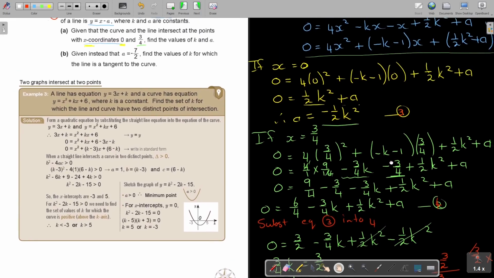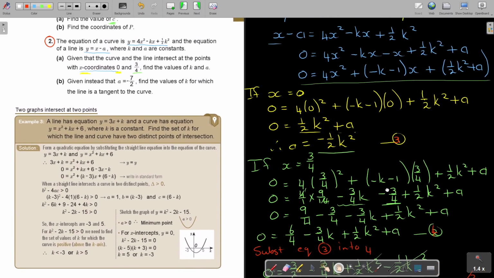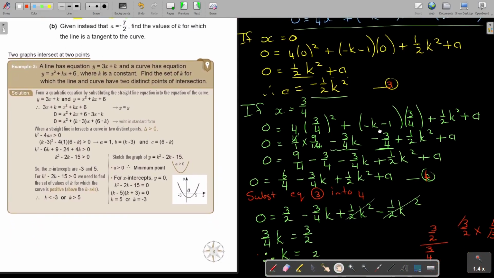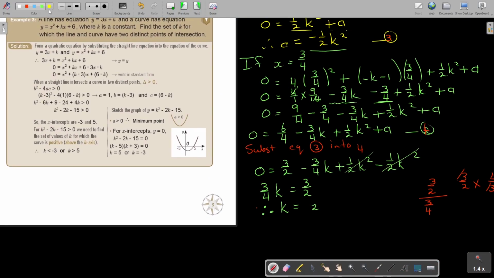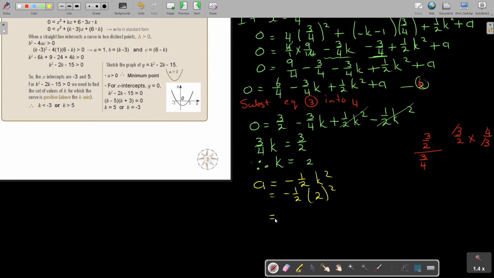Okay, so let's just go on. Now the value of k will be equal to 2. And what did they ask you? Find the value of k and a. So I must still find a. So a was negative a half k squared. So it's negative a half, and in the place of k, it's 2 squared. And that would give me negative a half times 4 over 1. But it's negative 2. So therefore, the value of a is negative 2, and the value of k is 2. And that's how you do number A.